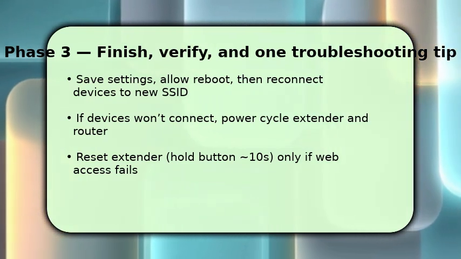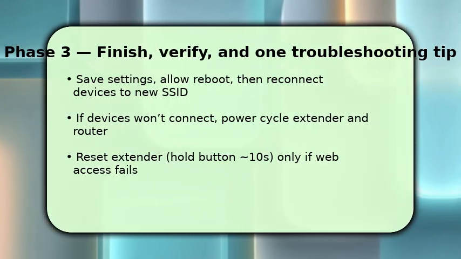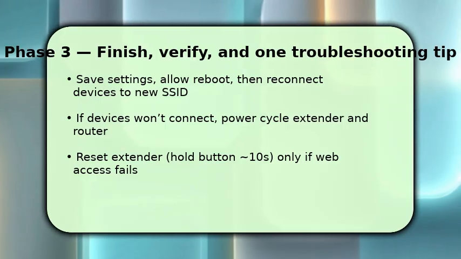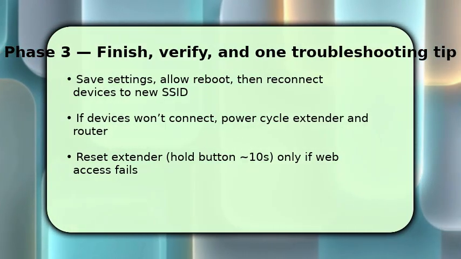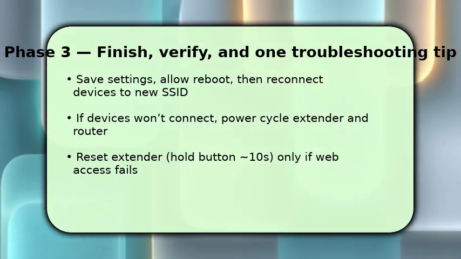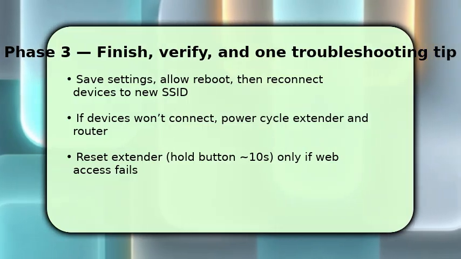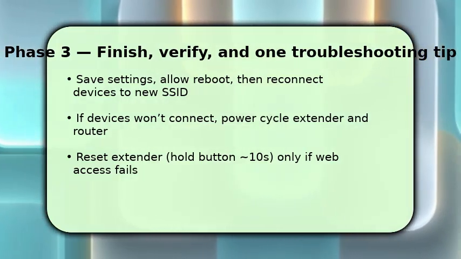You should then reconnect your devices to the new SSID. Remember to enter the updated passphrase. If something goes wrong, power cycle the extender and the main router first, because simple restarts fix many issues. If you still can't access the admin panel or clients won't join, perform a factory reset by holding the reset button for about 10 seconds. Then redo the setup steps from the start.